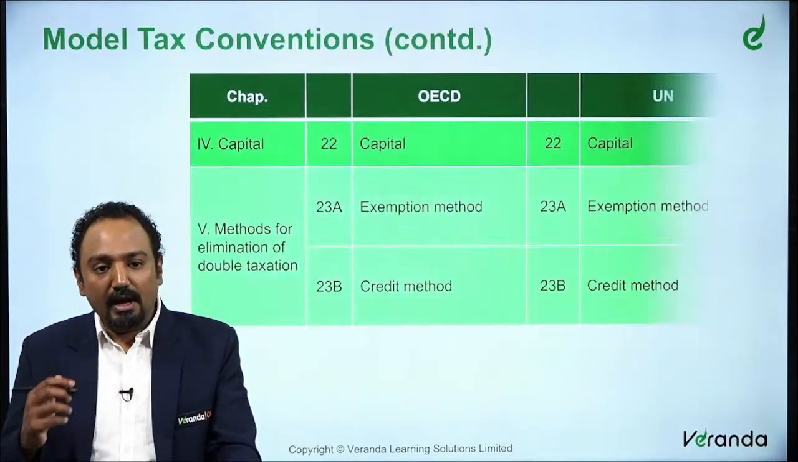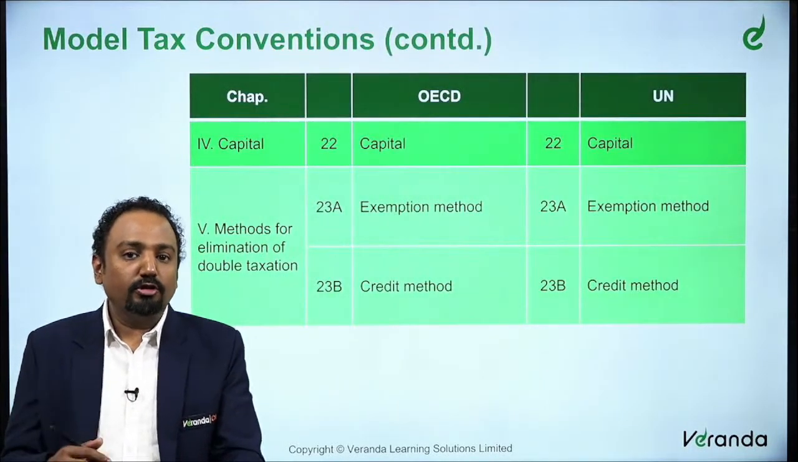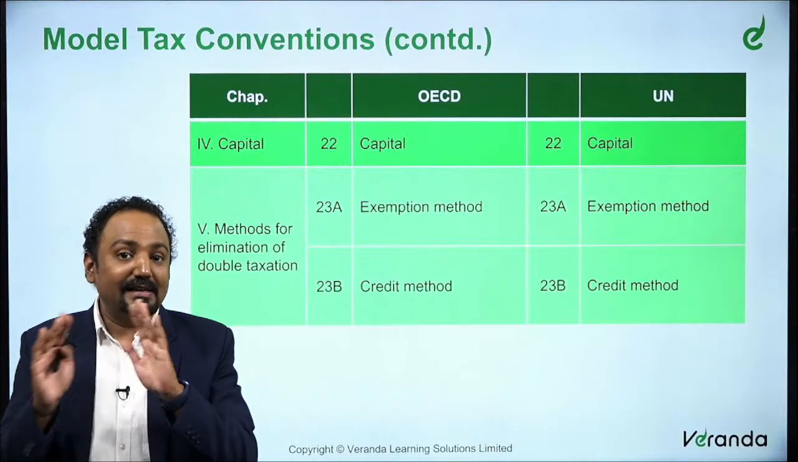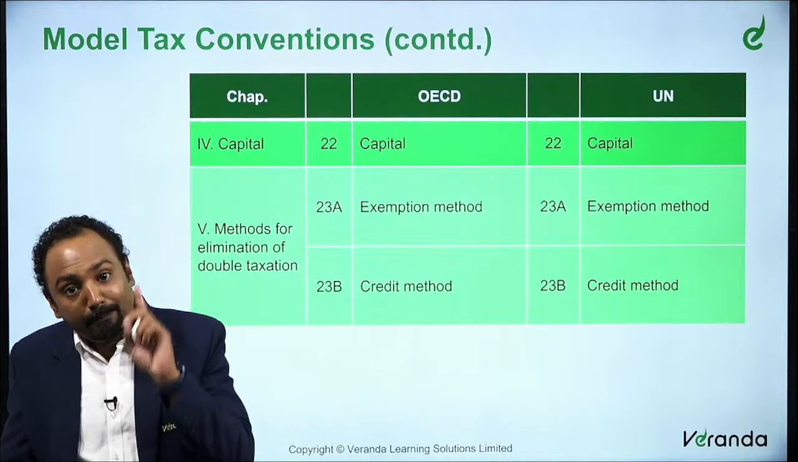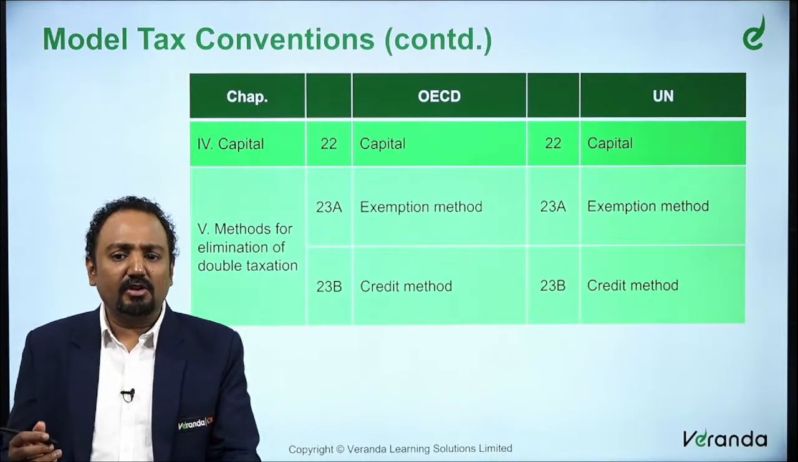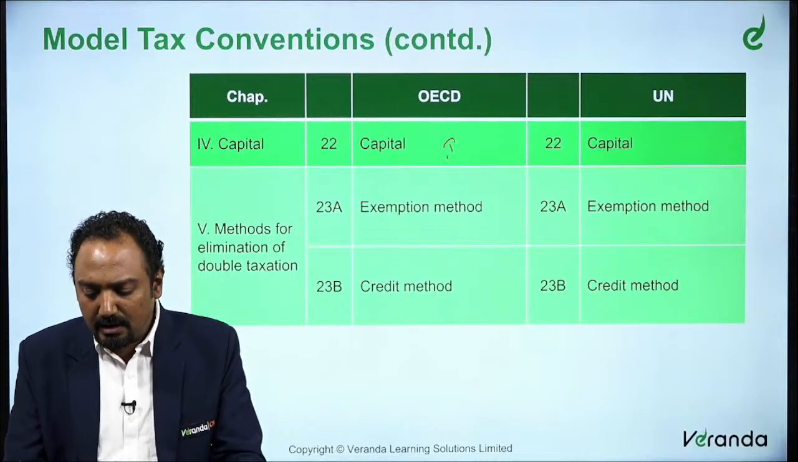Moving on, it will be about the fourth chapter. The fourth chapter is about capital payments. We are not talking about capital gain, we are talking about capital payments. So what do you mean by capital payments? It's basically investment. We can take it as something like your investments.